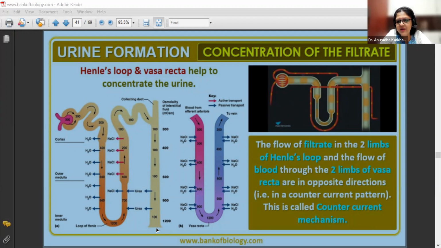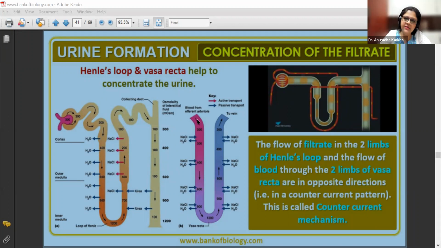Concentration of urine. Now let us understand about the vasa recta. ठीक है? ये जो vasa recta है ना, इसके बारे में आप देखते हैं. See, blood from the efferent arteriole, मतलब ये वाला zone, efferent arteriole, blood from the. Look at the color, ना बेटा.